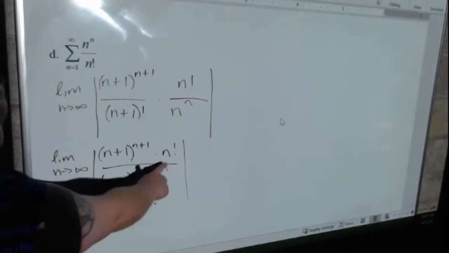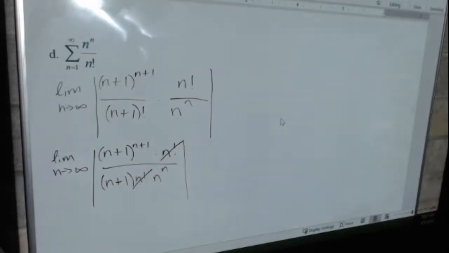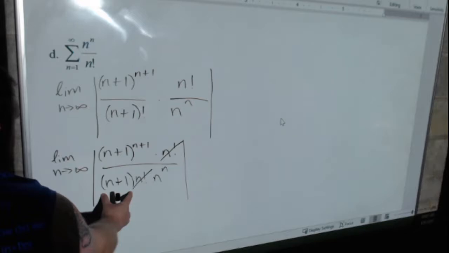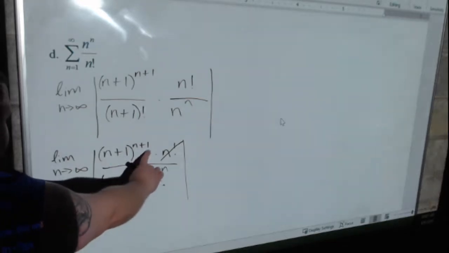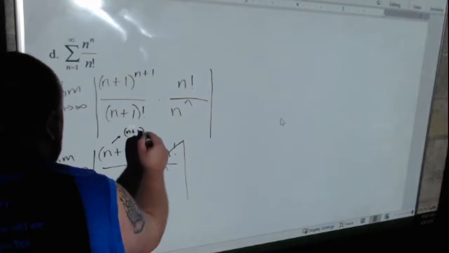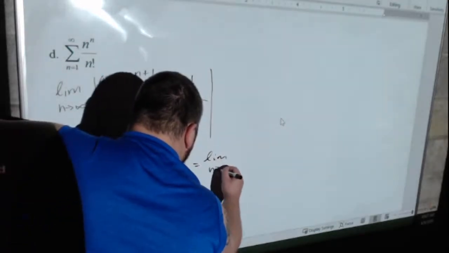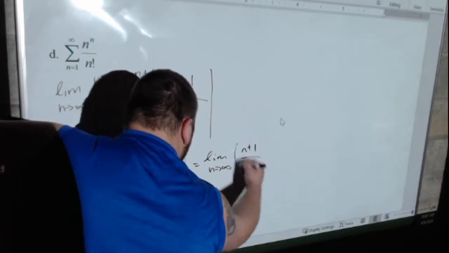So now notice we have n factorial over n factorial. And this n plus 1 can cancel with this n plus 1 to the first power. Right, if you needed to, you could write this out. This is n plus 1 to the n times n plus 1. And that's how I canceled the n plus 1s. That leaves me with this.